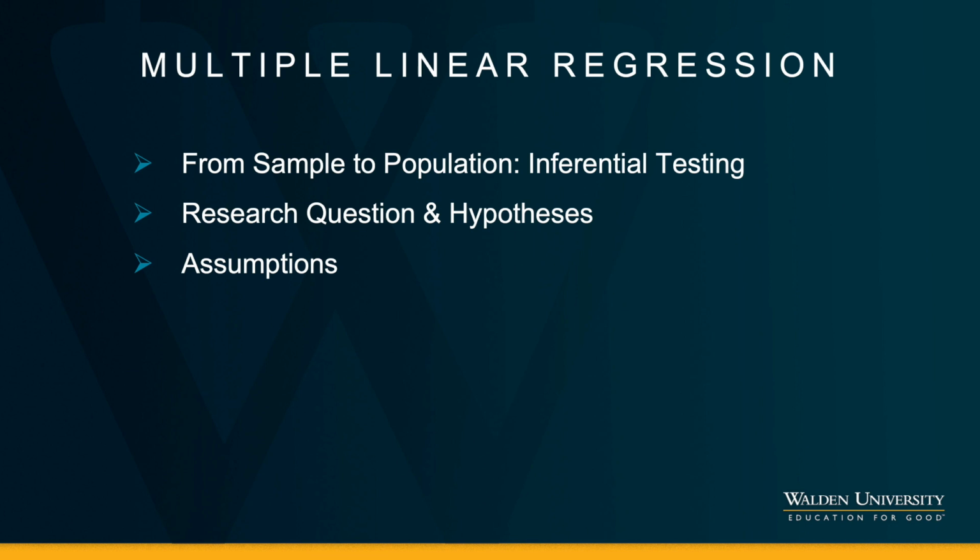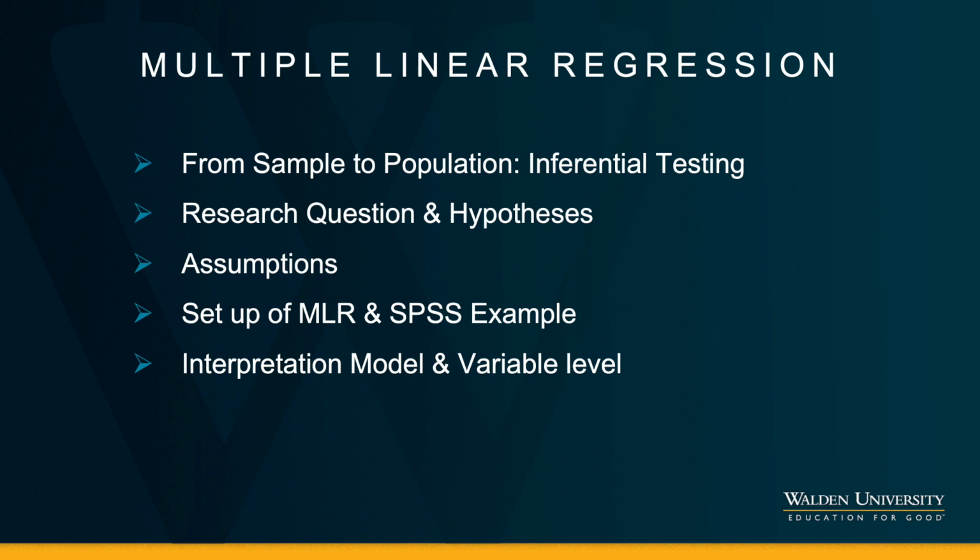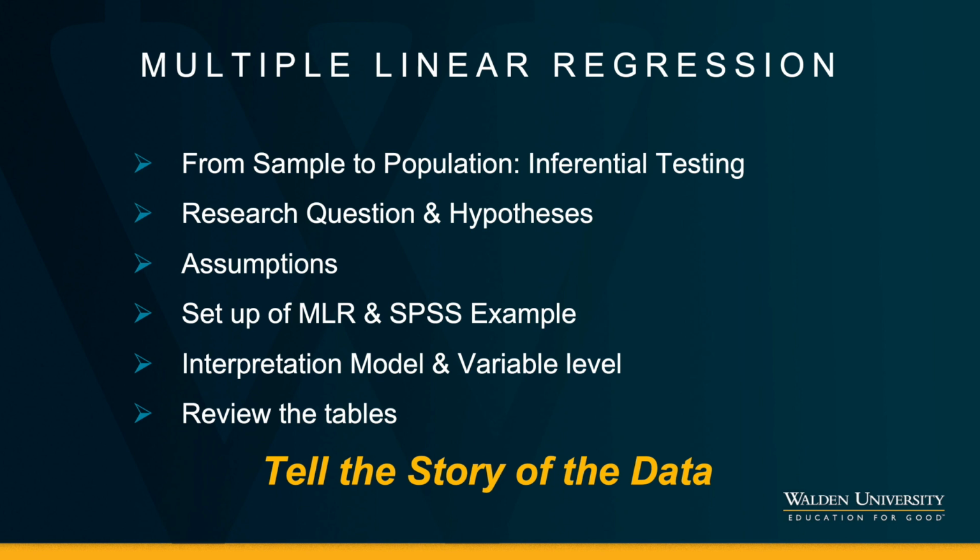I will briefly discuss the assumptions and set up an example for you in SPSS and show you how exactly to run this test. I will then interpret the test results at model level first, followed by a variable level interpretation, and I will review the output tables with you to show you which numbers are important for your APA write-up. Of course, I will tell the story of the data and engage with the social change interpretation as well. Now let's get started.